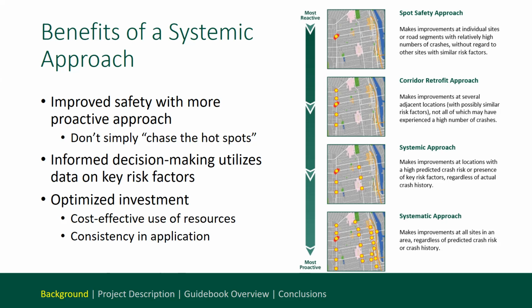So on the right hand of the slide, the researchers that did this project show a spot safety approach as the most reactive approach. As you move further down the spectrum, they showed 4 different levels of that spectrum. At the most reactive level is the spot safety approach. Make improvements at individual sites or road segments where a relatively high number of crashes have occurred. You don't look at sites that have similar risk factors. So that's your spot safety approach, more of a reactive approach.